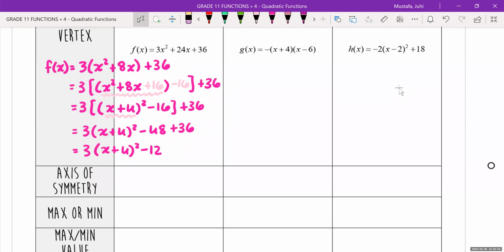And then finally, I distributed the 3. So I got 3 bracket x plus 4 squared. Then 3 times negative 16 is negative 48. I collected like terms, and that's what I get in my vertex form. To get the vertex from that, it's going to be the positive 4, but switch the sign. So it'll be negative 4. And then the negative 12 is just the same. So it'll be negative 4 comma negative 12.